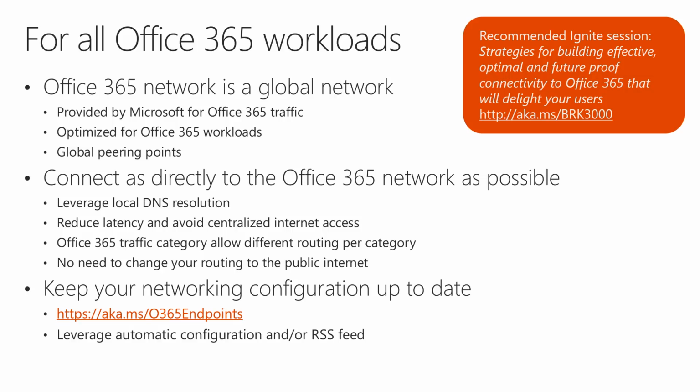It's important that customers connect as directly as possible to the Office 365 network. So they should leverage local DNS resolution so that they are always pointed to the most local instance of the Office 365 network. They should reduce latency as much as possible on their internal networks, and to do that, avoid centralized internet access. We provide different Office 365 traffic categories that allow different routing per category. So there are only very few types of traffic that we ask you to route as directly as possible. Traffic that is not as sensitive to latency, you can just keep routing as you are today. And we'll go into that in a little bit more detail as well.